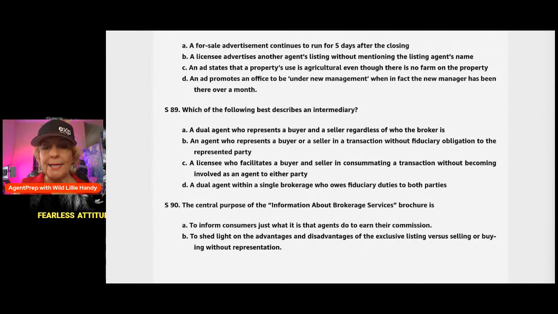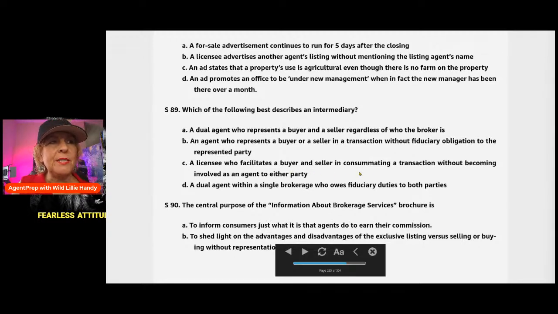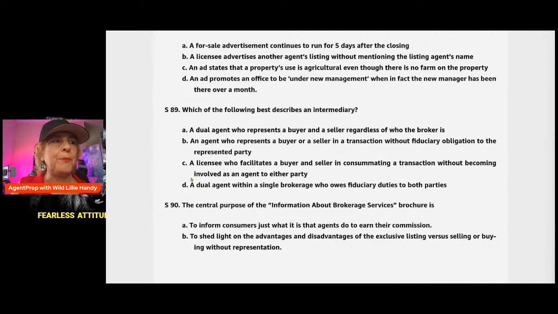Okay, so number 89. Oh, no. The answer is C. A licensee who facilitates a buyer and seller in consummating a transaction without becoming involved as an agent to either party. So that licensee is the broker, right? They are still called a licensee. In Texas, we're not a dual agent, and we don't represent a buyer or a seller without fiduciary obligation. And we're not a dual agent with single brokerage, right? We are a licensee, that is the broker.